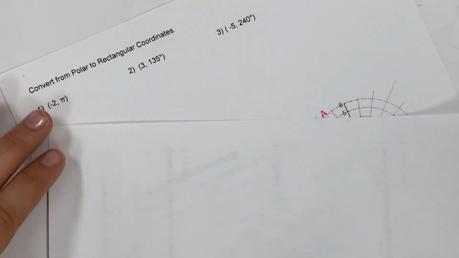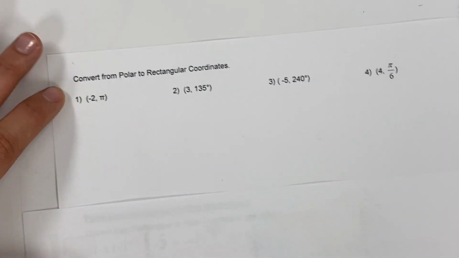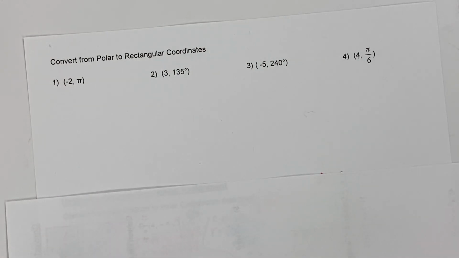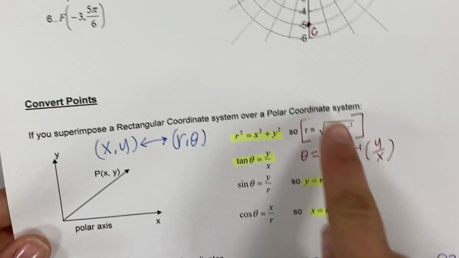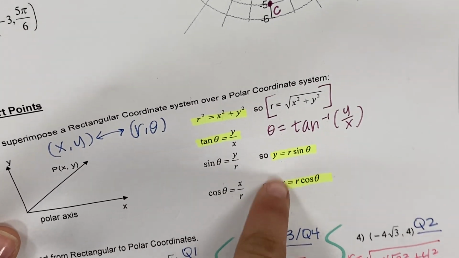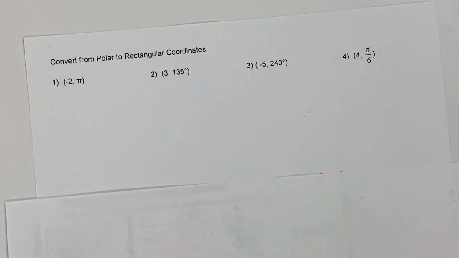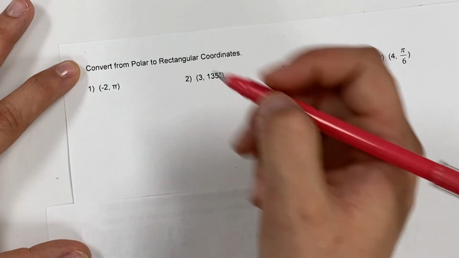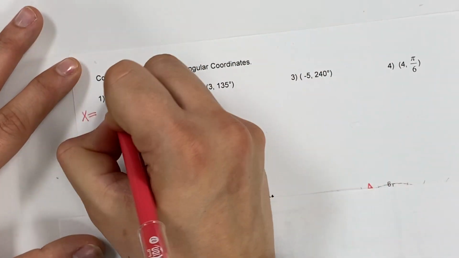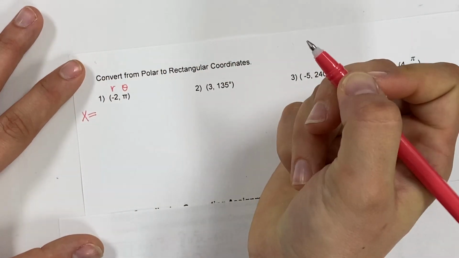On the next page, let's go the other way. So we have all these polar coordinates. We are going to use the same formulas that we have here, but instead of getting r and theta, we want x and y. So I'm going to be using these two. So let's find x first. So x, that formula says r cosine theta. Remember, this is r and this is theta.